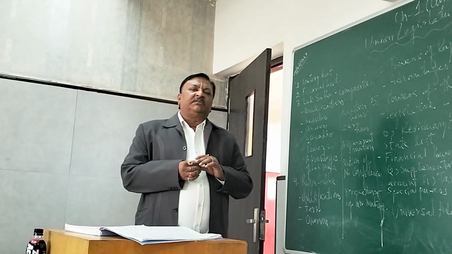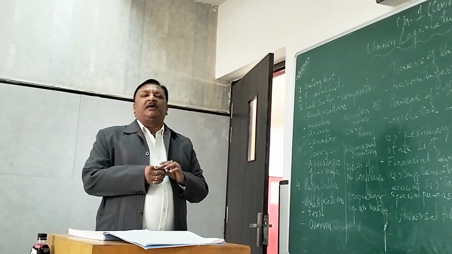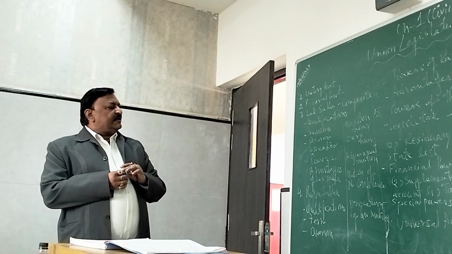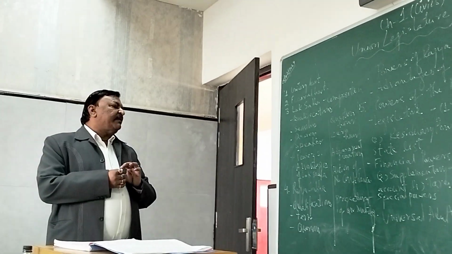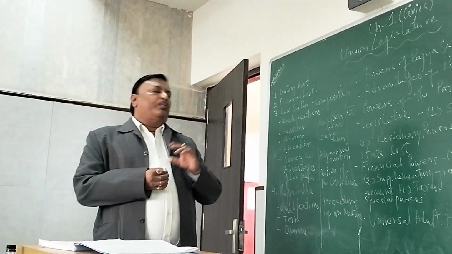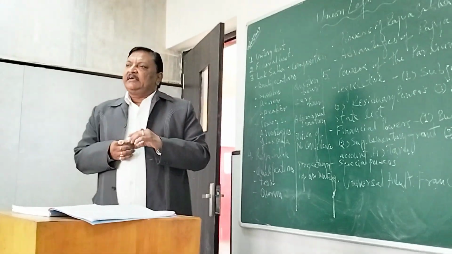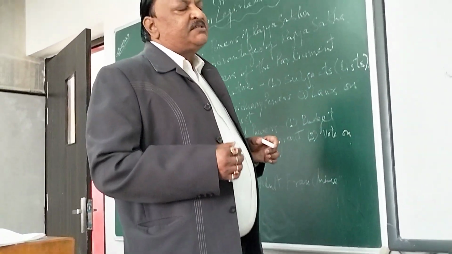Second, whatever money bills there are in India, they are passed by Lok Sabha only. Rajya Sabha only has an advisory role, and this is the second exclusive power which the Lok Sabha has. And the third exclusive power which the Lok Sabha has is that it can bring the no confidence motion.